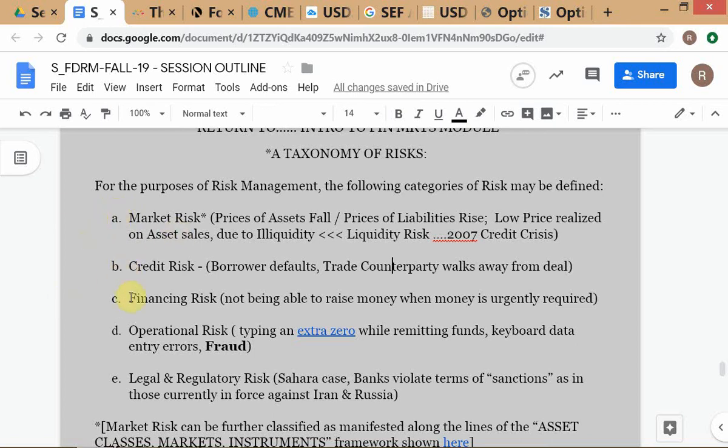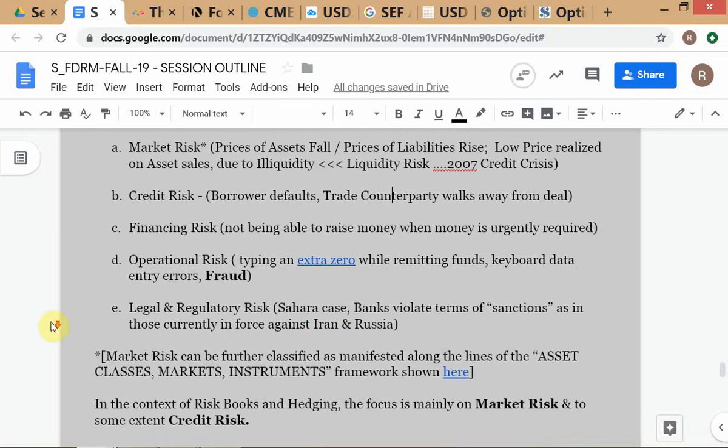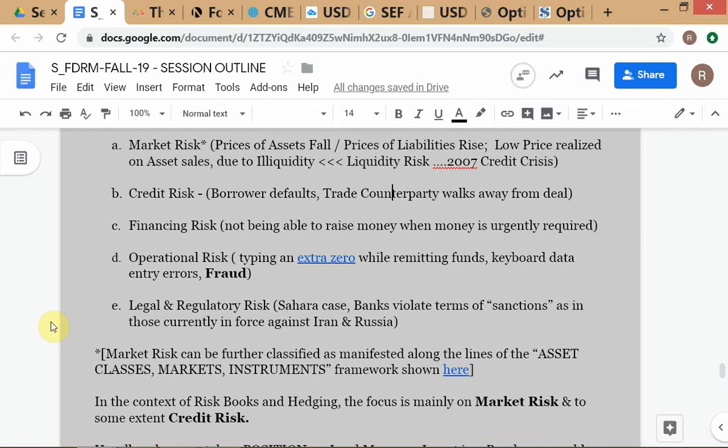Okay, you guys can read the five types of risk. Some people sometimes talk about liquidity risk as a separate type of risk, but I have not put it as a separate category, because I think liquidity risk really basically ends up manifesting as market risk. Okay, and so basically, what is market risk?